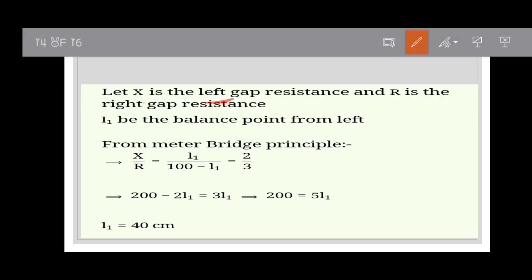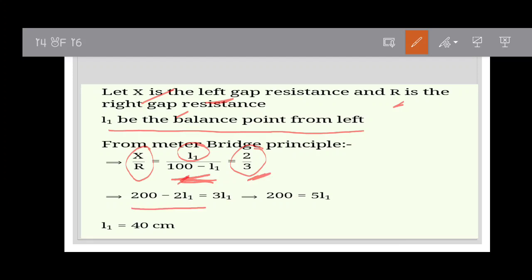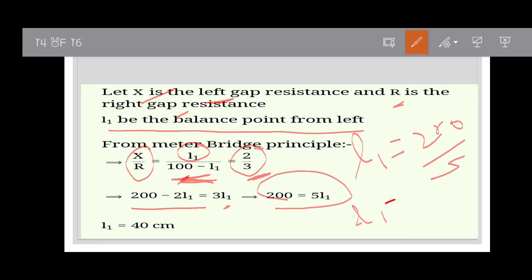Assume the left gap as x and the right gap as r. L1 be the balance point from the left. From the meter bridge experiment principle, x by r, left gap by right gap, is equal to L from the left balance point and 100 minus L from the right. He has given 2 by 3. Now equating this, L1 by 100 minus L1 equals to 2 by 3. We get 200 minus 2L1 equals 3L1. 200 equals 5L1. L1 equals 200 by 5, which is nothing but L1 equals 40 centimeters.